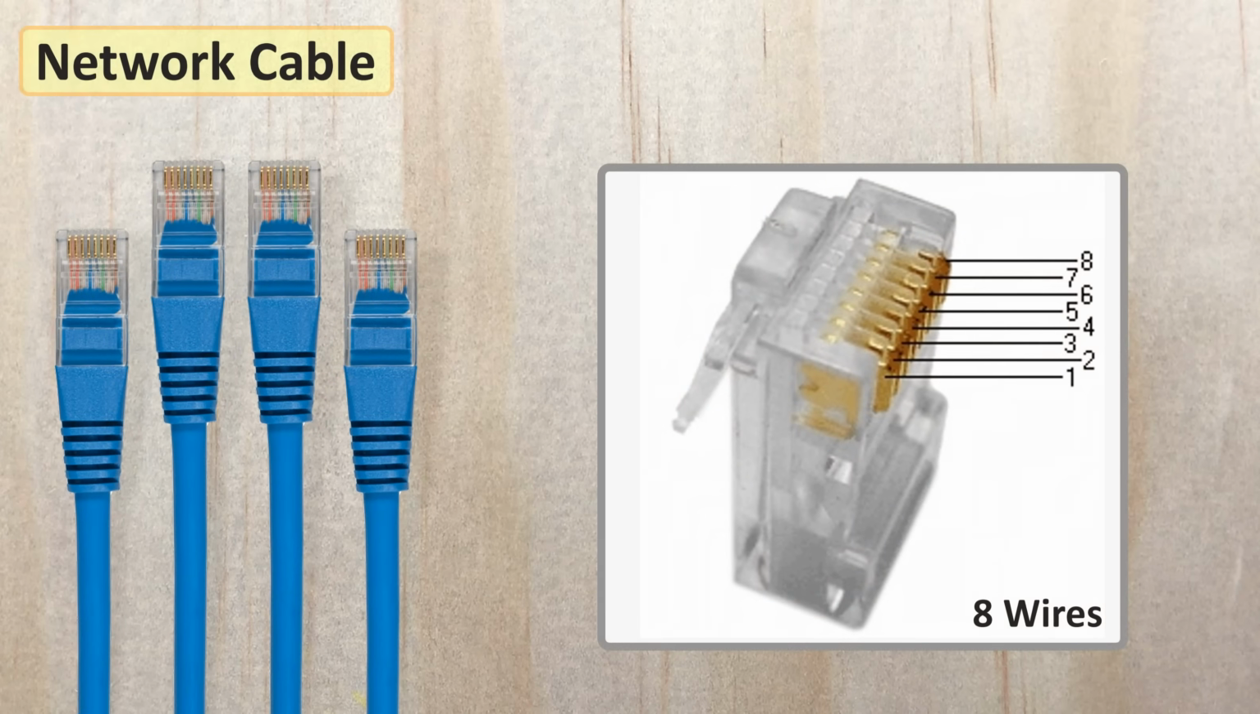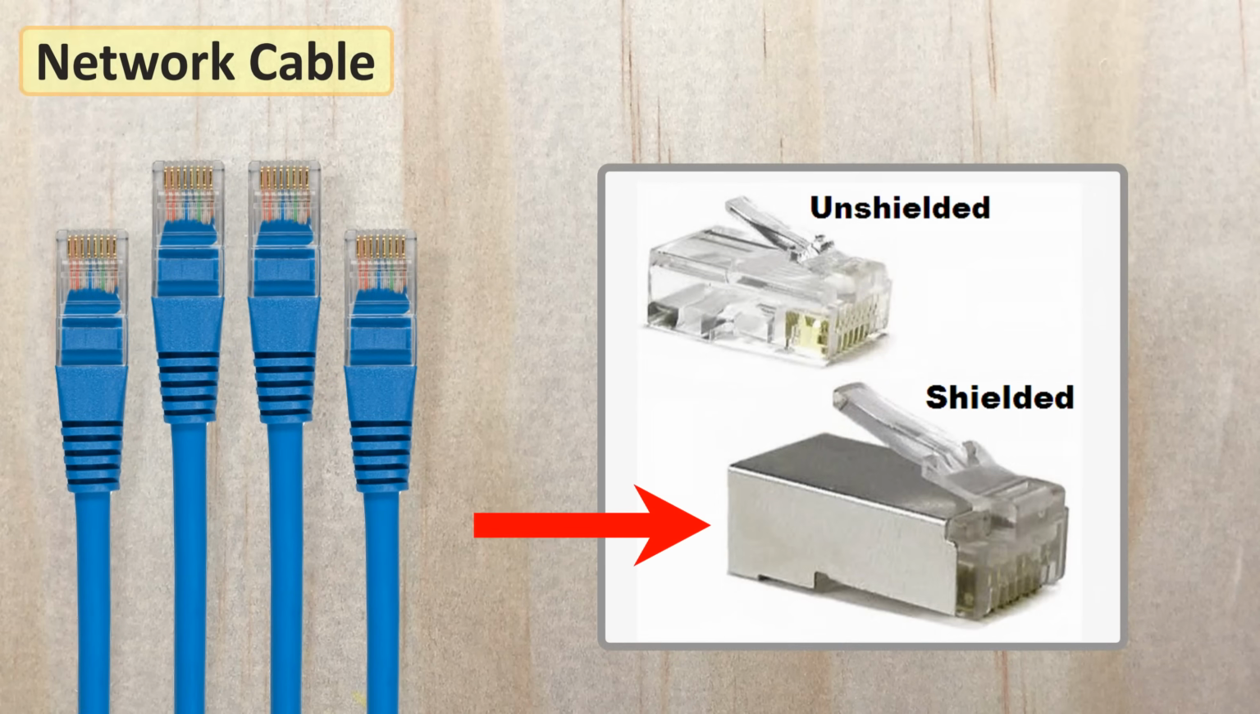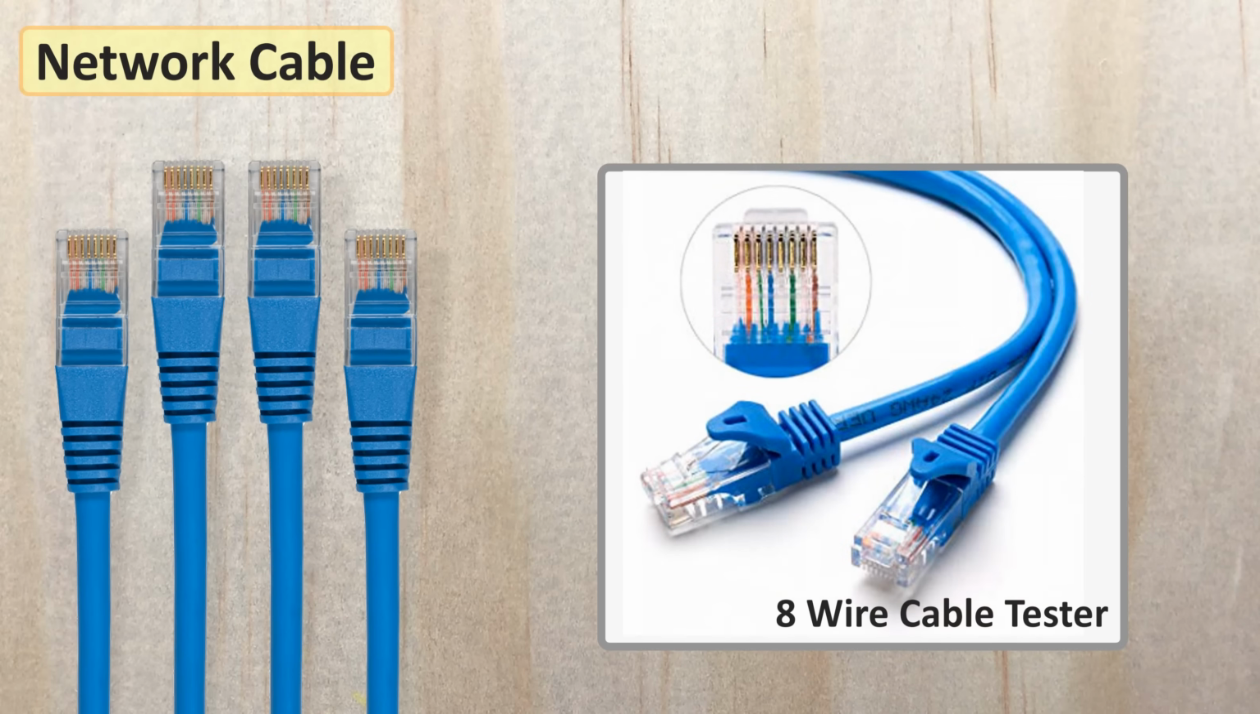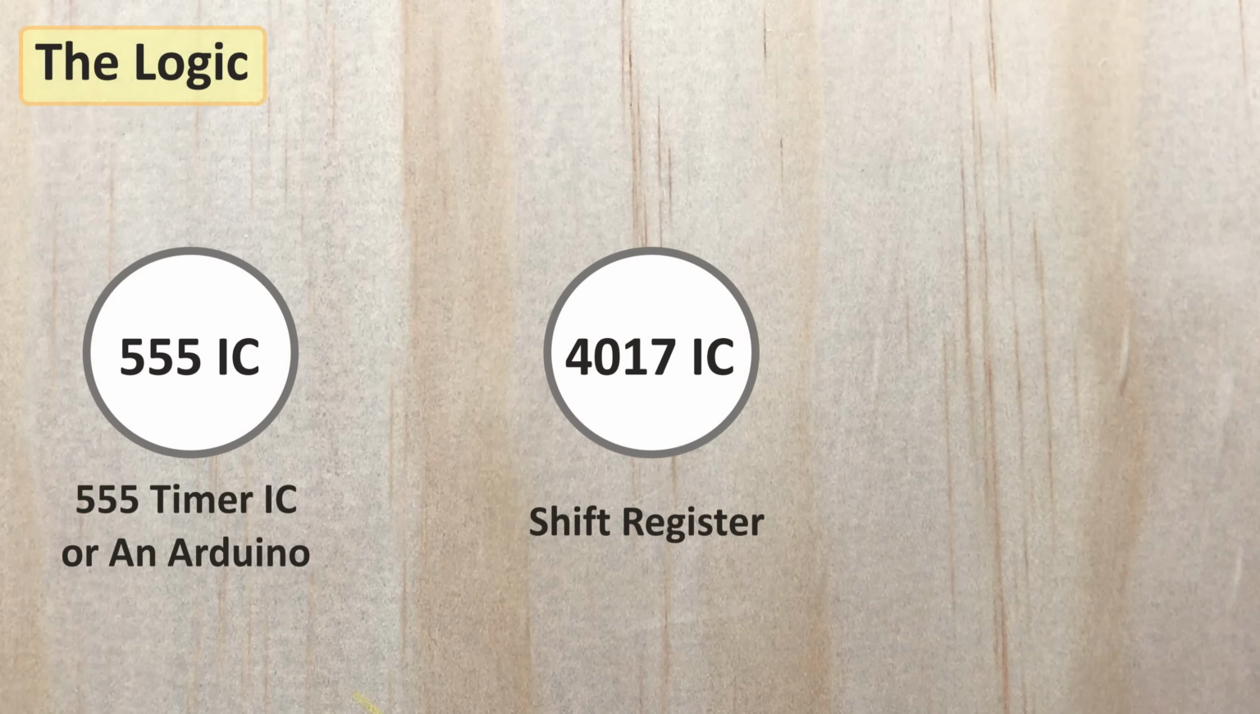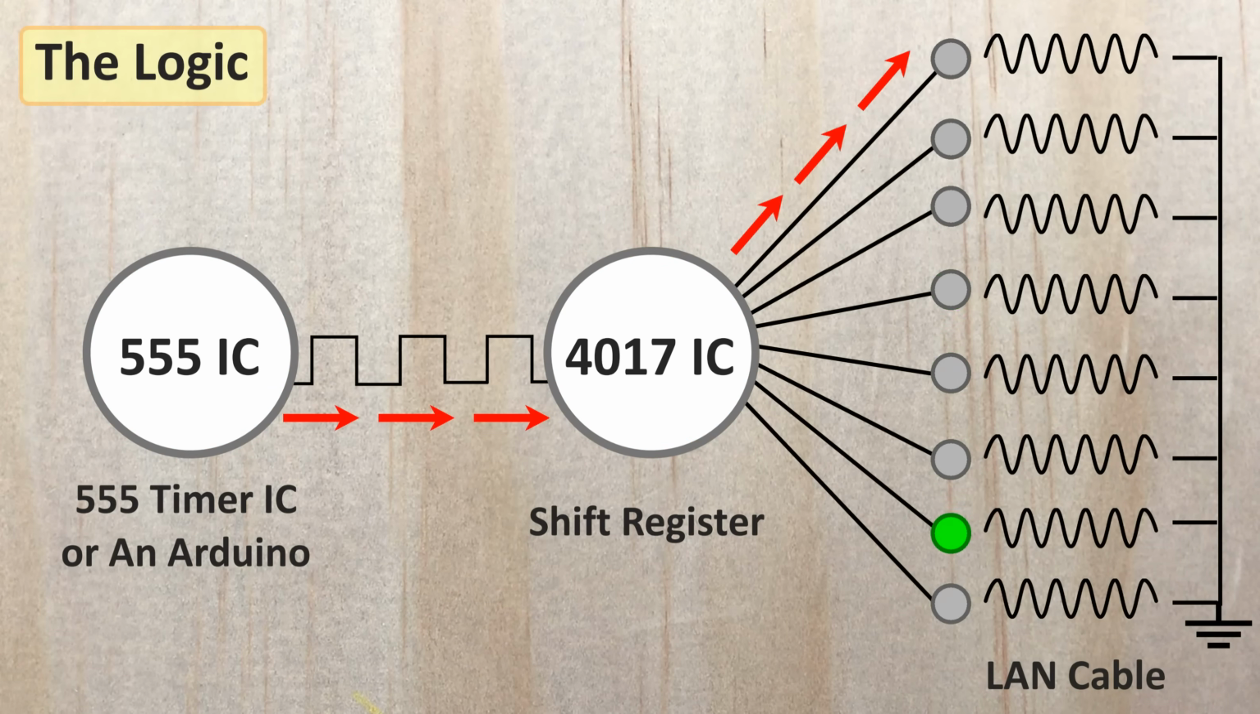A network cable consists of 8 wires plus sometimes a shield. These 9 connections must be tested one after the other, otherwise a short between 2 wires or more cannot be detected. In this project, I'm only testing the 8 wires, however, just by doing a little bit of modification, you can test all the 9 wires. The sequential testing is done automatically by a multivibrator and shift register. In principle, the circuit is just a running light with the LAN cable in between.